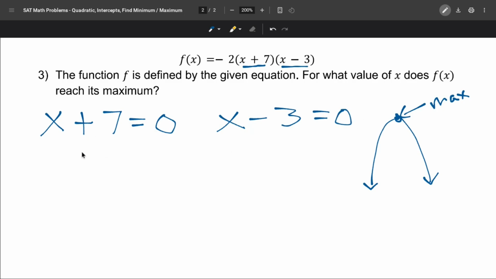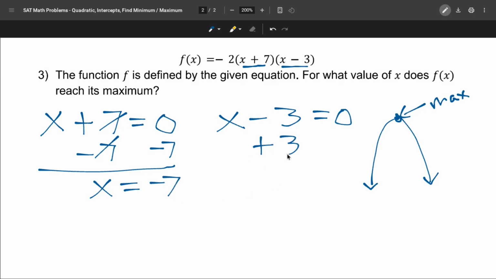So to get rid of the addition of 7, we'll take off 7. 7 minus 7 is 0. So x equals -7. Here we'll add 3 to both sides. 3 minus 3 is 0, and x is going to be 3. Now you may be noticing whatever the sign is in here, you just change the sign to the opposite. You make it good enough where you just notice that, and you go, okay, x-intercepts are -7, +3.